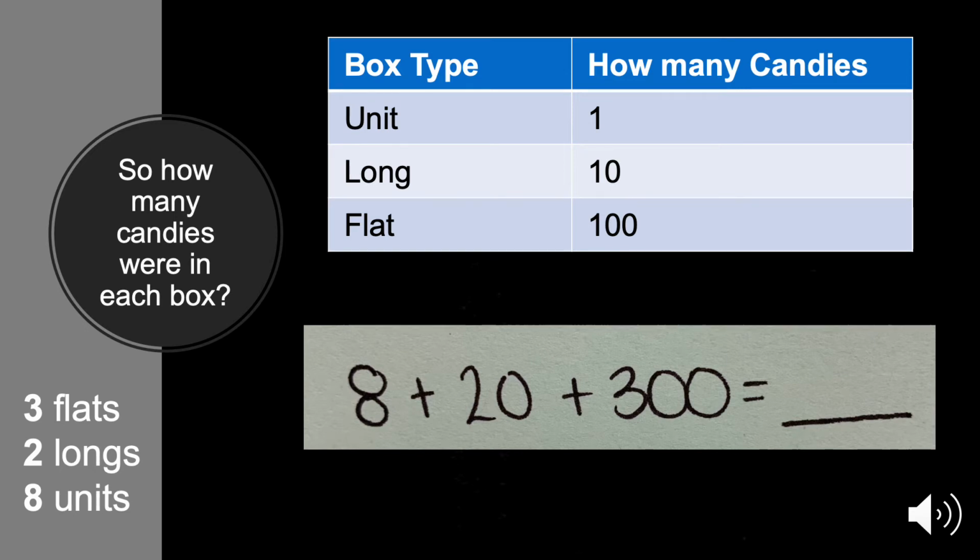What is 8 plus 20 plus 300? That's right, 328. Does your answer match the number of candies we started with? You betcha! Now, let's move on to the base 10 place values that we use in our number systems.